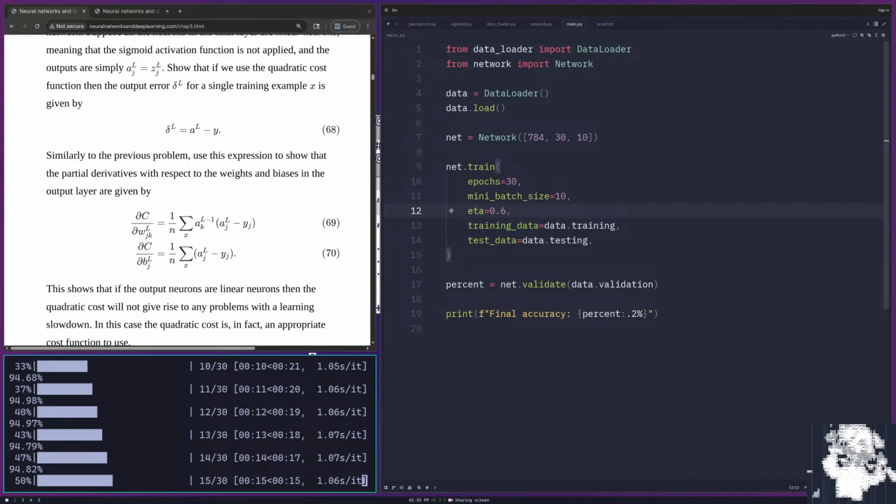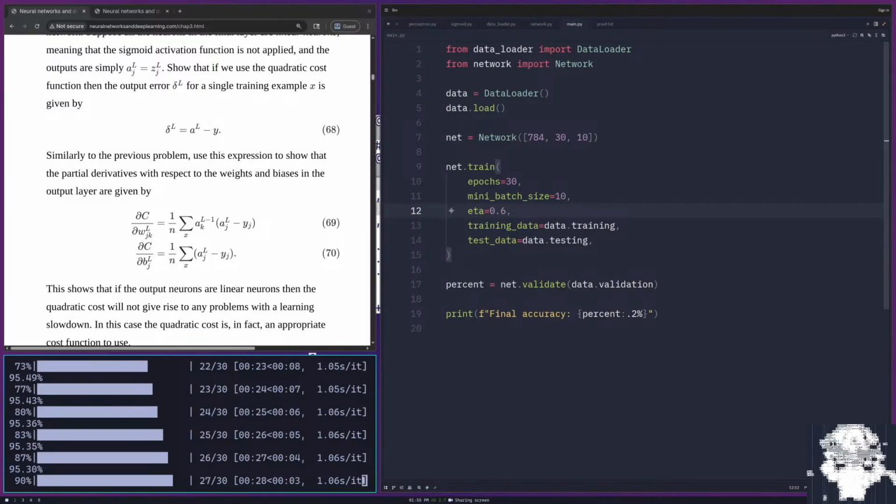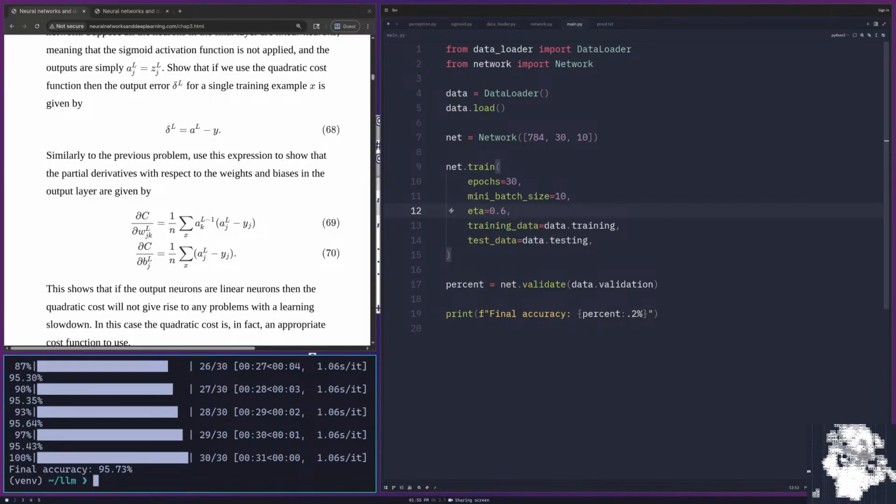That's looking real good. 95.3%, 95.4%. Yeah. That's the best we've done so far, I think. 95.7% final accuracy. Interesting.